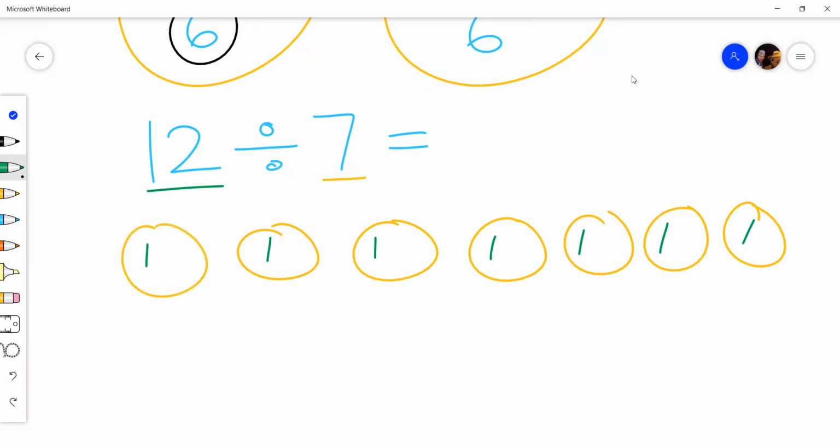And what I can see is actually at this point, I only have 7. Oh, what? No, I was just kidding. I only have one in each group. I can only put one in each group. And then I have to think, well, how much is left over?